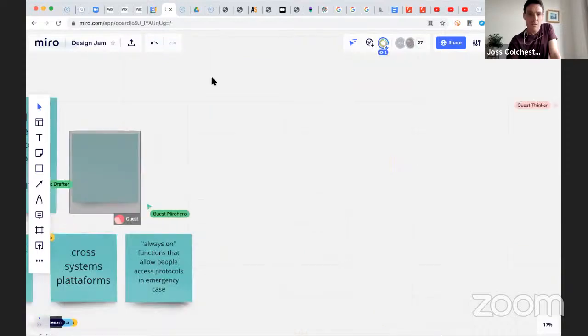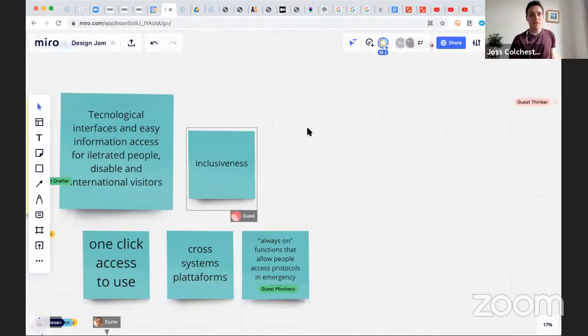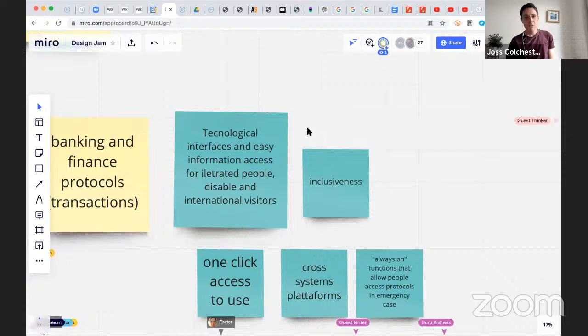So these ones, technology interfaces and easy information access for illiterate people, disabled and international visitors.